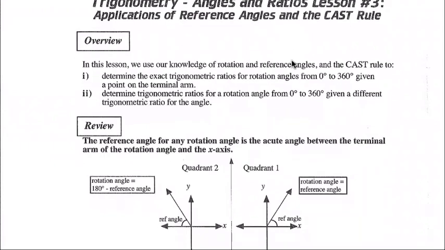Quick overview. In this lesson, we're going to use our knowledge of rotation and reference angles and the CAST rule to first determine exact trig ratios for angles between 0 and 360 degrees, given some terminal point or point on the terminal arm. And we're going to determine the trig ratios for a rotation angle from 0 to 360, given different trig ratios for the angle. So working backwards, okay? That's where we're going to have to use the reverse Pythagoras stuff.